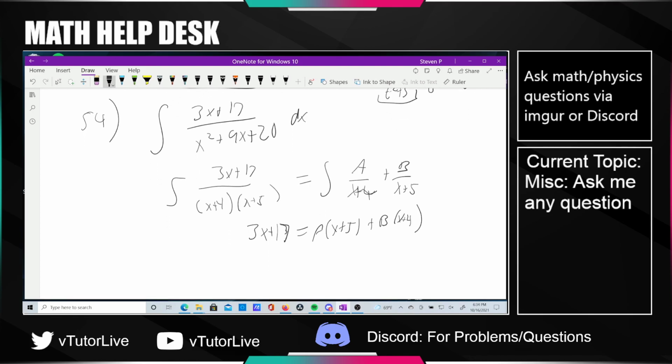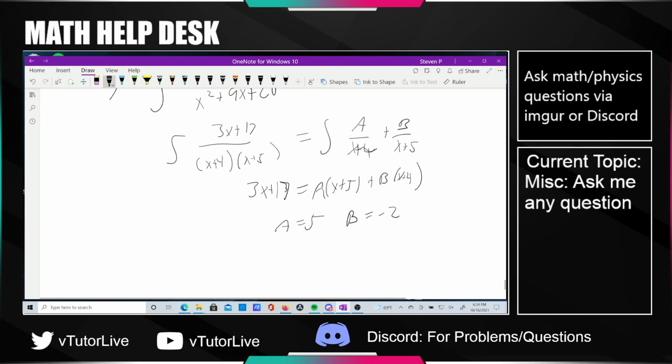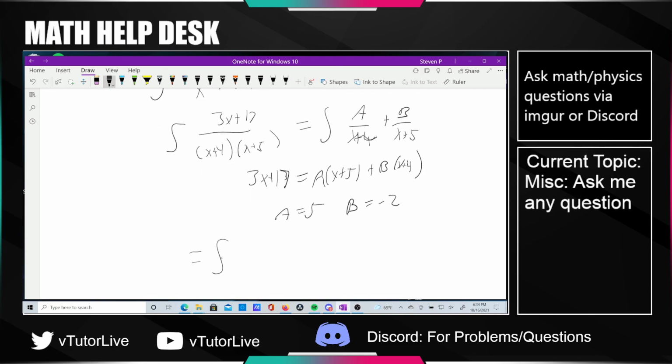And this is not too bad. Again, you match up the terms with x, and then you match up the constants. I end up solving and getting that a is equal to 5 and b is equal to minus 2, right? I'll let you do the work on your own. So then this is equal to 5 over x plus 4 minus 2 over x plus 5, right?